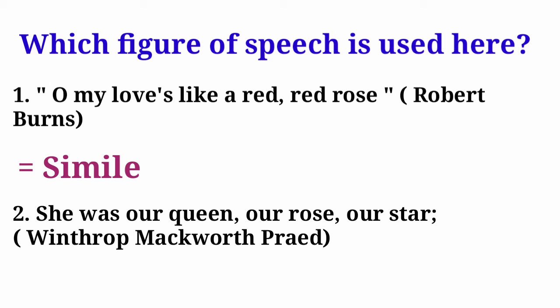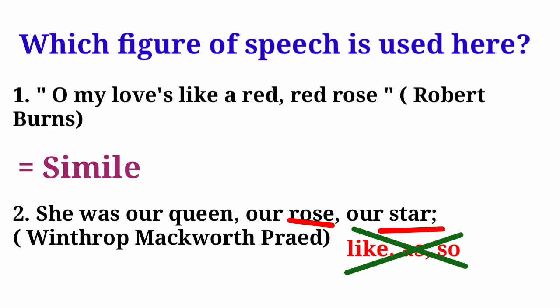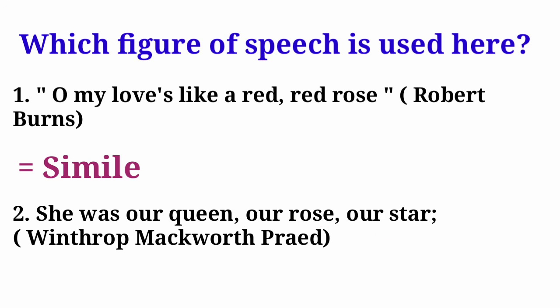But there is another such line by Winthrop Mackworth Praed, and the line is, "She was our queen, our rose, our star." Here you can see obviously that the queen is compared to the rose and the star, but the comparison is not explicit, and there you cannot find the words like or as or so. That is why this is not a simile. Okay, this is obviously a comparison, but this is not a simile, this is a metaphor. Okay, hope this will be helpful.